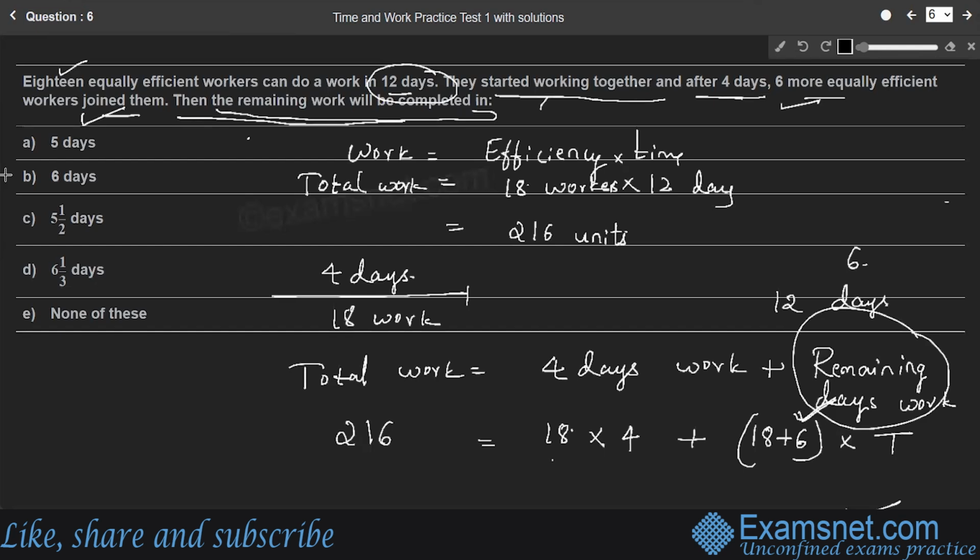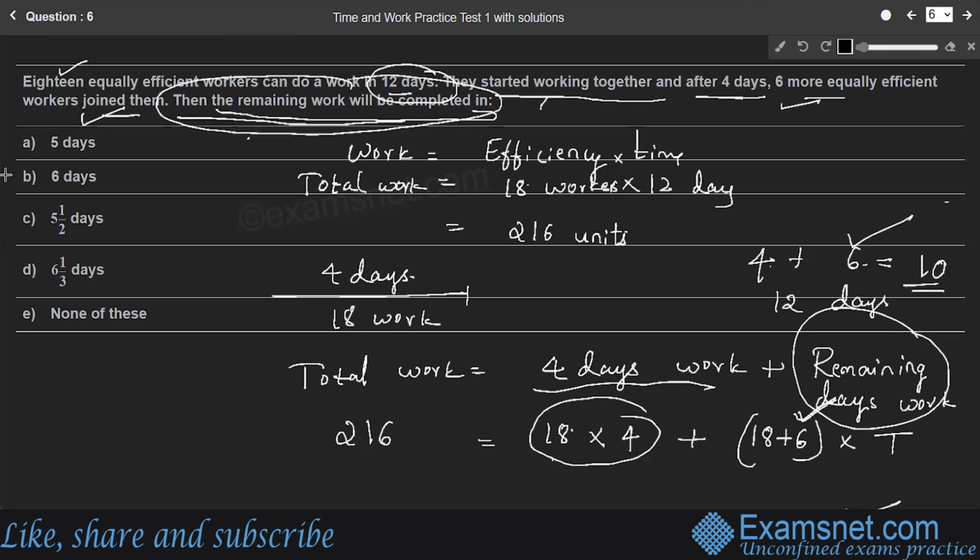The first part of the work has been completed in 4 days, and the second part of the work will be completed in 6 days. Totally, they take 10 days of time. But the question asks in how many days the remaining work will be completed. Therefore, the remaining work will be completed in 6 days. Option B is the right answer.